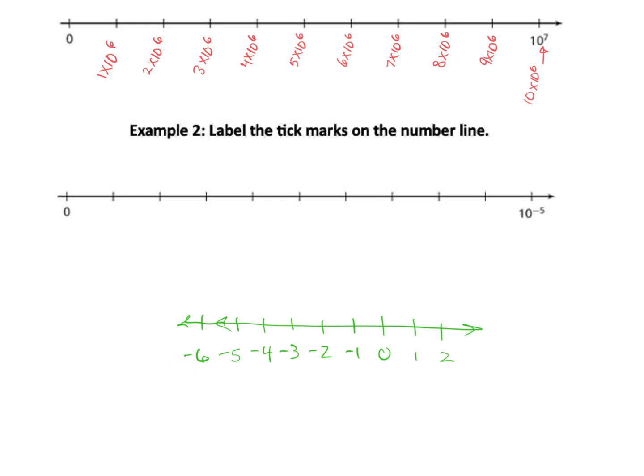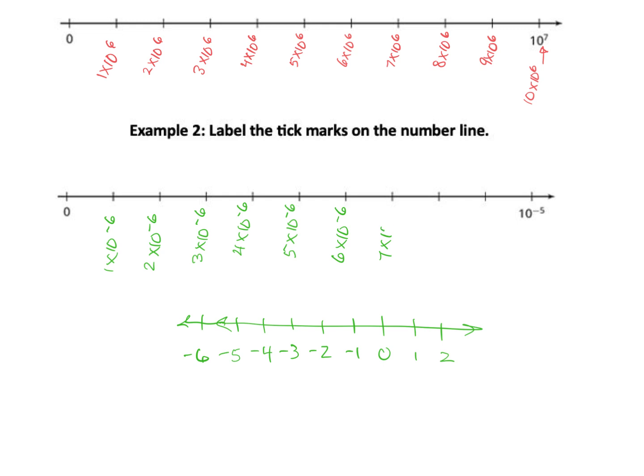So let's do the same thing, but now with 10 to the negative 6. We're going to have 1 times 10 to the negative 6, 2 times 10 to the negative 6, 3 times 10 to the negative 6, 4 times 10 to the negative 6, 5 times 10 to the negative 6, 6 times 10 to the negative 6.